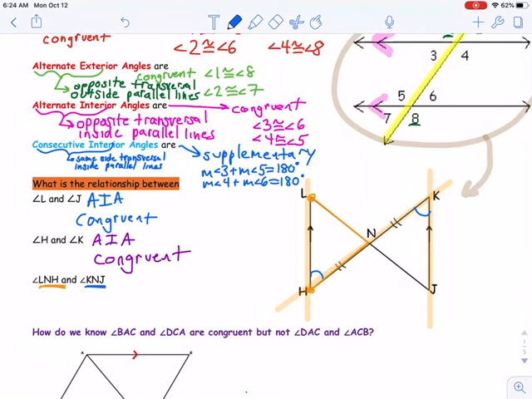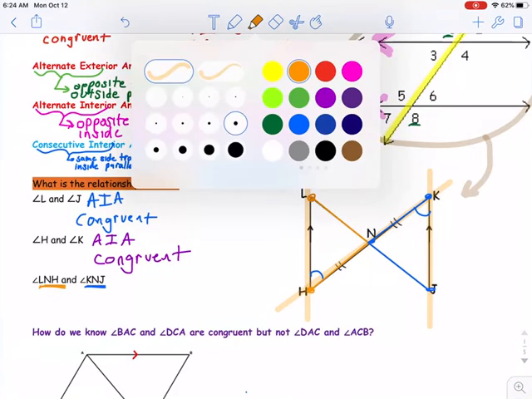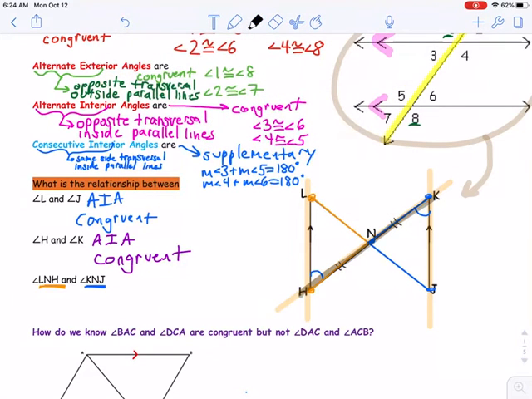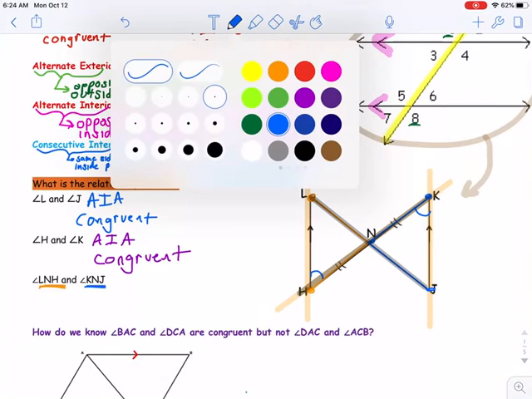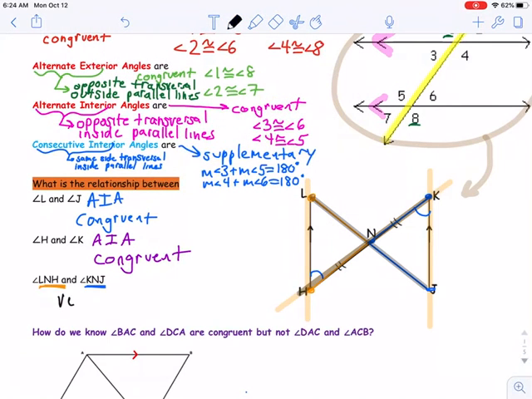Then we got K and J. So what's the relationship with these 2 angles? Again, you have to be perfect at this. They're 2 angles, they're forming an X, they share a vertex. These angles are vertical angles. They never go away in this class. They're here to stay forever. What's so great about vertical angles? They're congruent.